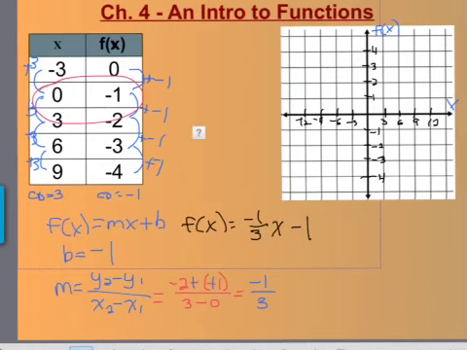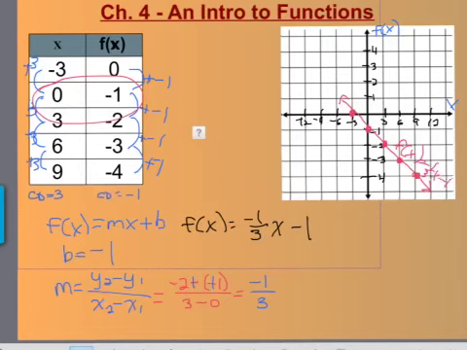And then we're going to plot our points. So at -3, it's 0. At 0, it's -1. At 3, it's -2. At 6, it's -3. And at 9, it's -4. This is a linear function. Use a straight edge to connect it into a line. Label it as f of x equals -1/3 x minus 1.